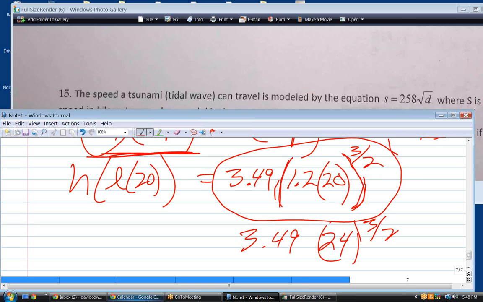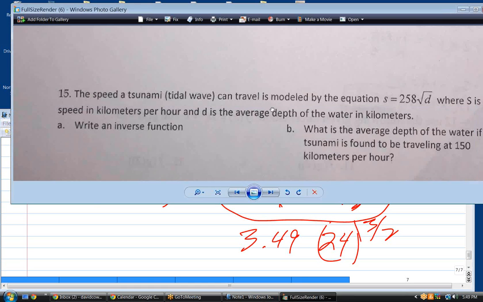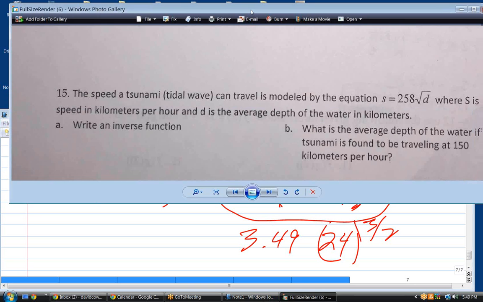Okay. And then multiply that by 3.49. And I got 410.33. Okay, yeah, I don't know. It's hard for me to approximate what 24 to the 3/2 is. Let's see. That is 117.5. All right, that sounds right. And then multiply that by 3.49 and you have your answer. Right. All right. Let's look at 15 here.